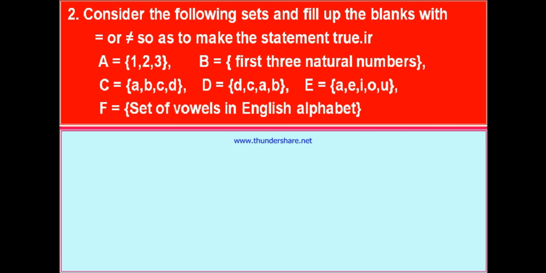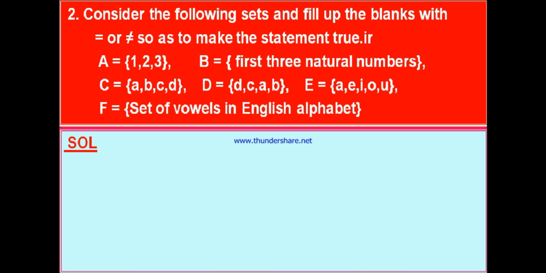Now if you observe this question, the set A, set C, set D and set E, these four sets are in list form or roster form, whereas set B and set F are given in set builder form. Now let us convert all into roster form so that it is very easy to compare the sets.